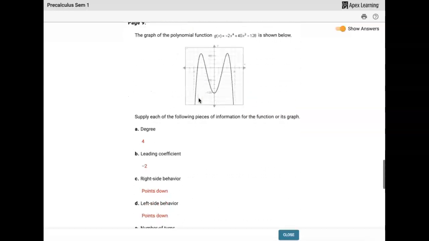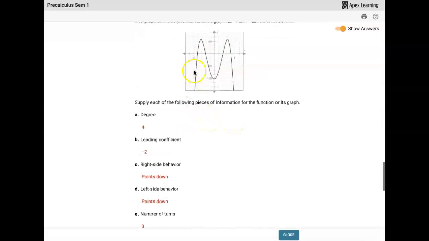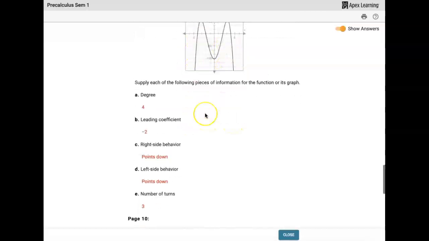All right. Almost done here. The graph of the polynomial function here is shown below. So if we're looking here, the degree is 4th because it's x to the 4th power. The leading coefficient is that -2. The right side behavior, so that's talking about over here in the positive x region, is down. It points downward. And the left side also points downward. And the number of turns is how many times it changes direction. So 1, 2, 3 turns.